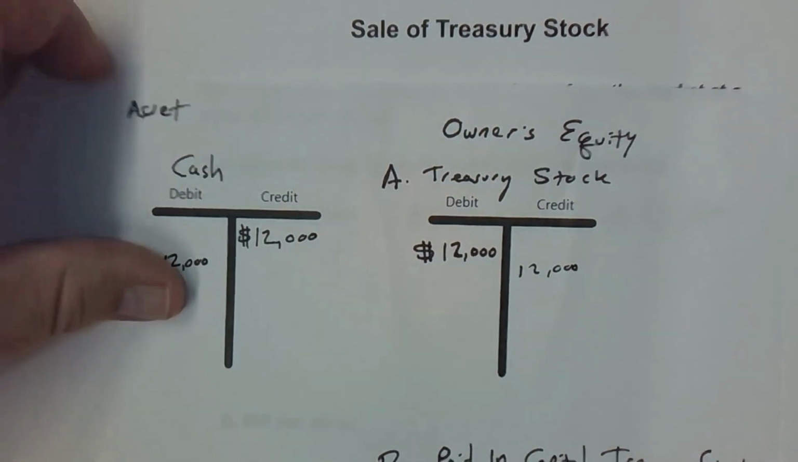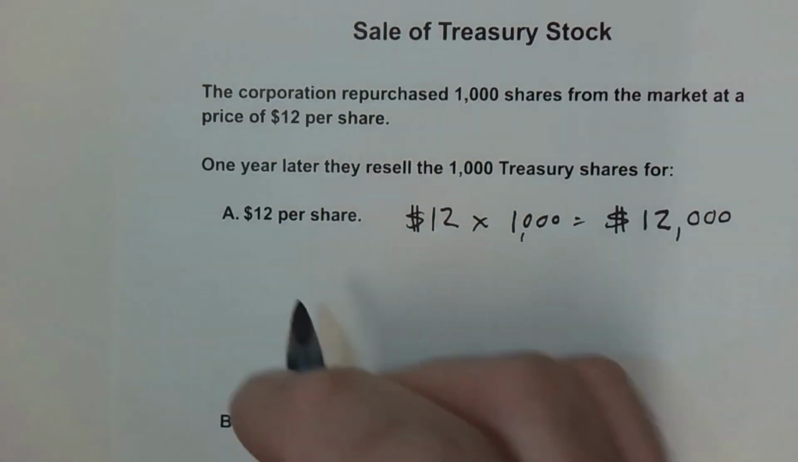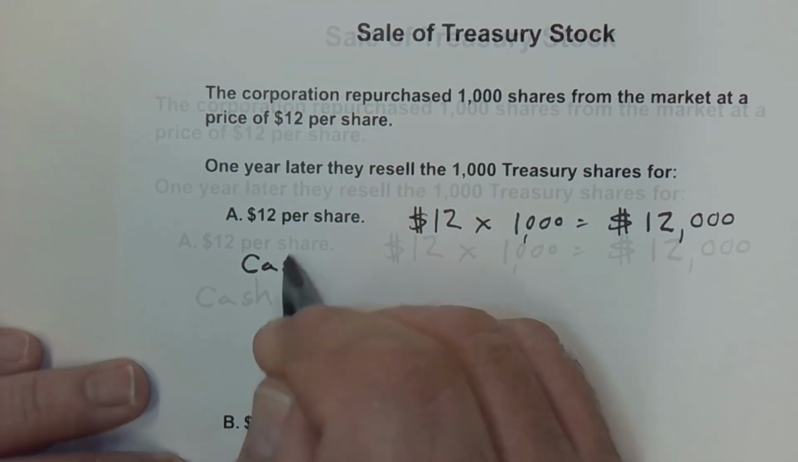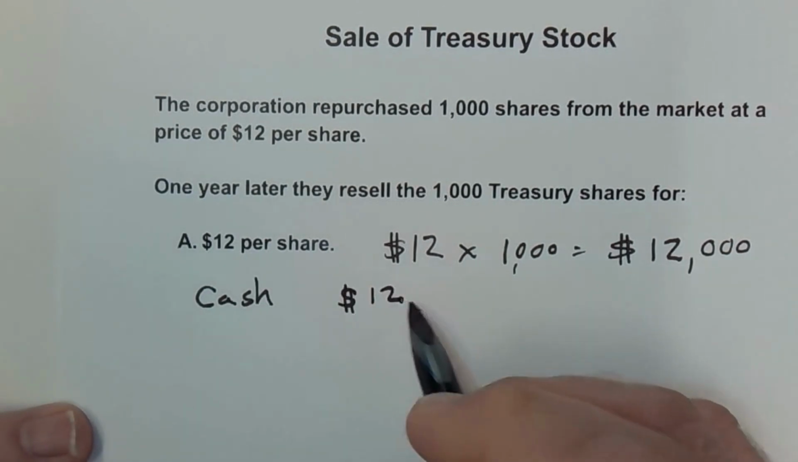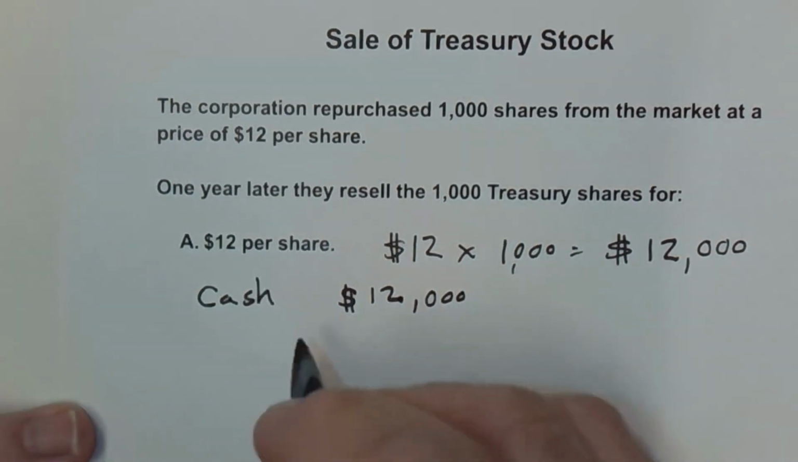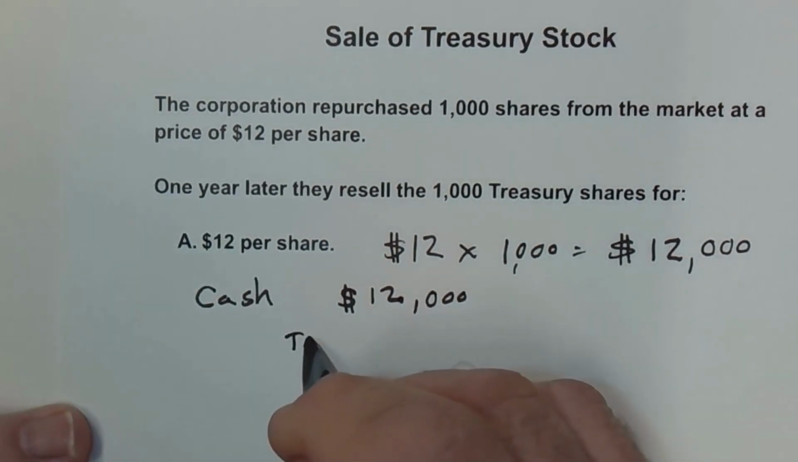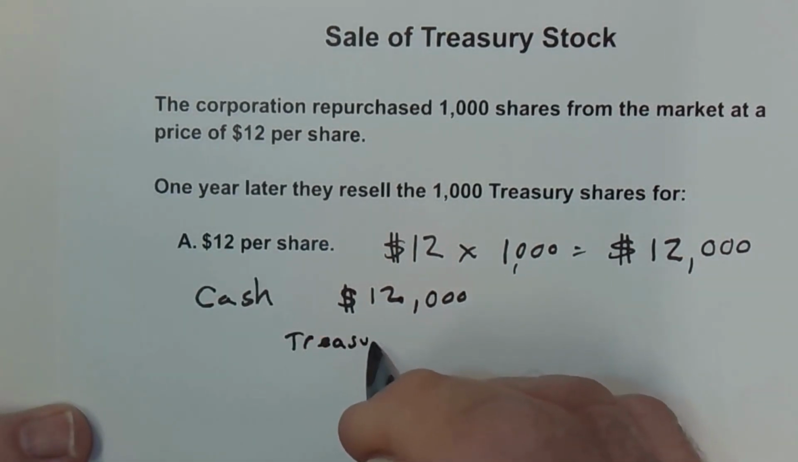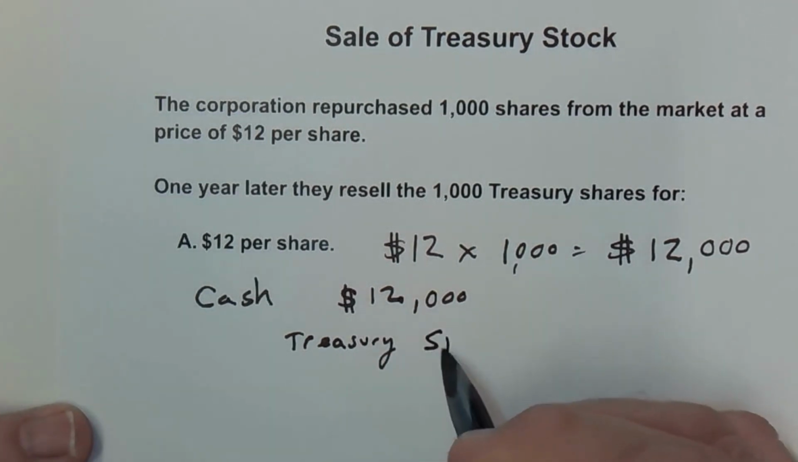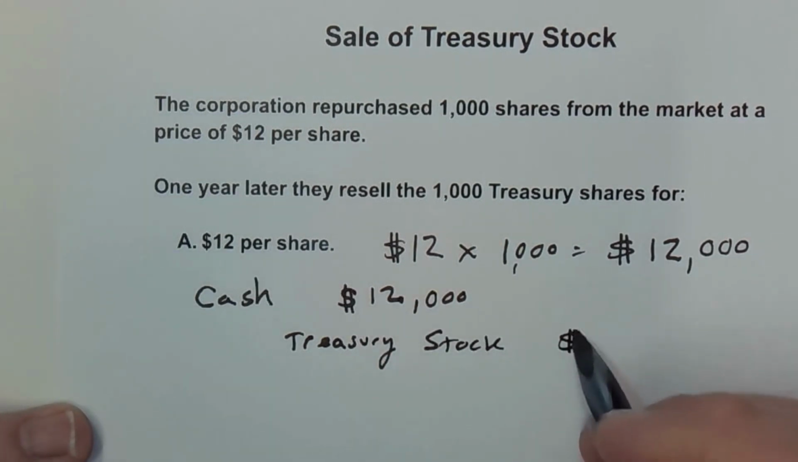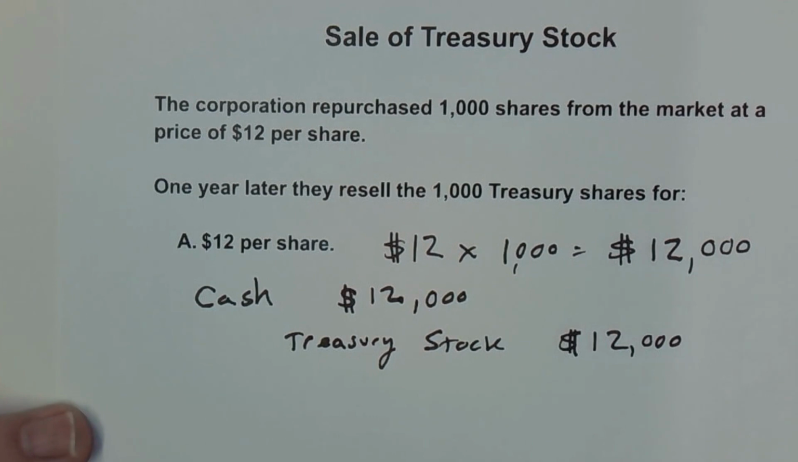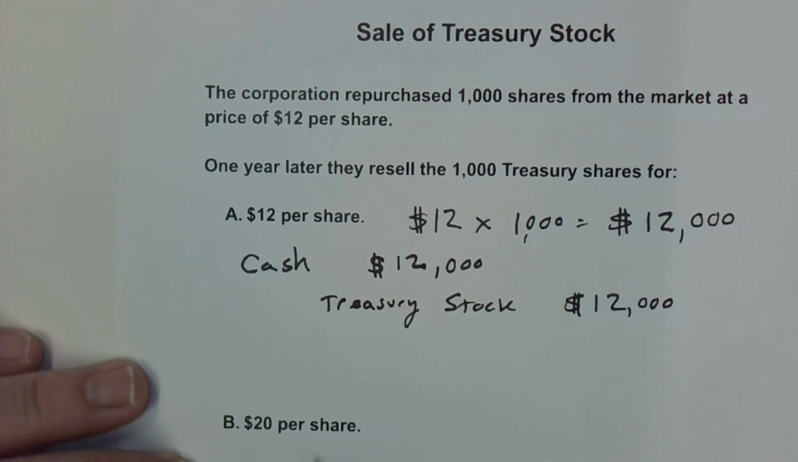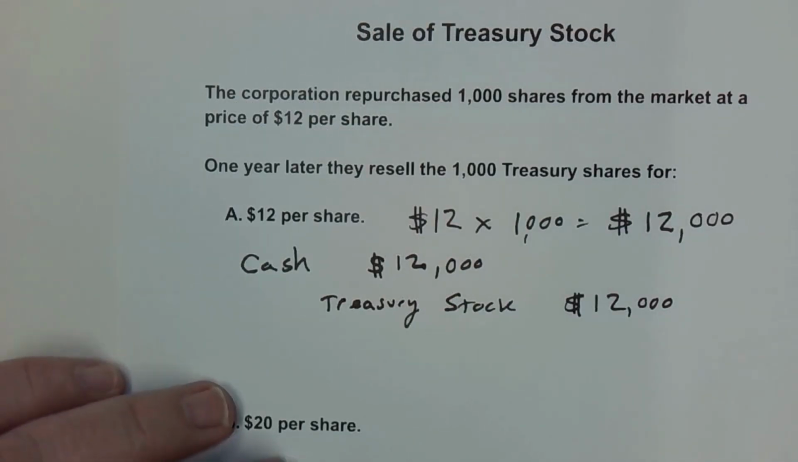So let's show that as a journal entry. Cash, debit, and we always do the debits first, $12,000. And then we're going to credit treasury stock for $12,000. And that's all you need to do for that entry. Let's move on to the next entry.